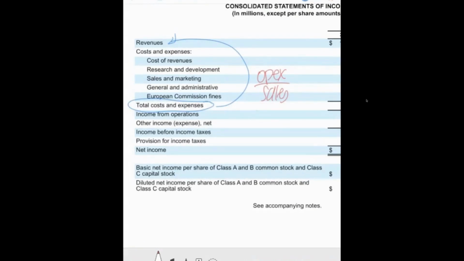Okay, so the next thing I want to say is that I don't really look at OPEX over sales. Why? Because the net profit margin and the gross profit margin can tell the difference. So let me explain here.